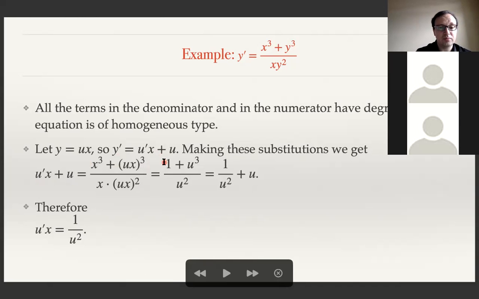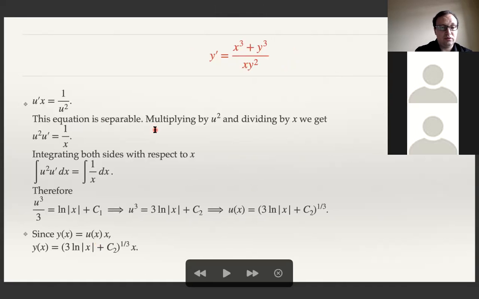And we are left with (1 plus u cubed) over u squared, which is 1 over u squared plus u. Now the u cancels from both sides of the equality, and we're left with u prime x is equal to 1 over x squared. This is a separable equation, and now let's separate it. So in order to separate it, we should multiply by u squared and divide by x, and we'll get u squared u prime is equal to 1 over x. Now the equation has been separated.